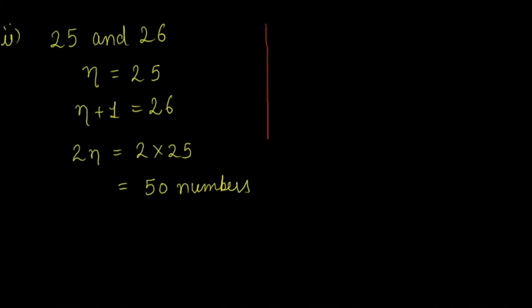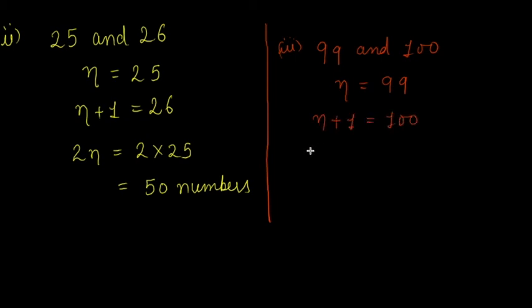Okay, and with this I am moving to the last part of this exercise, which is 99 and 100. Again we have consecutive numbers. So if I say n is 99, of course n plus 1 is already given, 100. The numbers lying between the squares of these two numbers will be 2n, and this is my 99. How much does it become? This becomes 198 numbers. So this is all about this exercise.